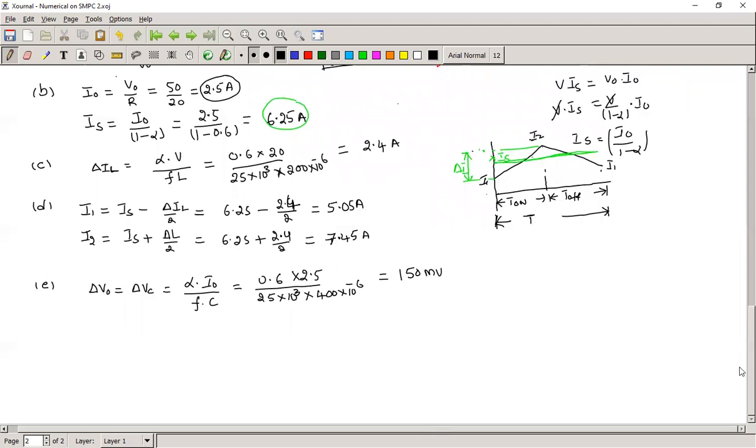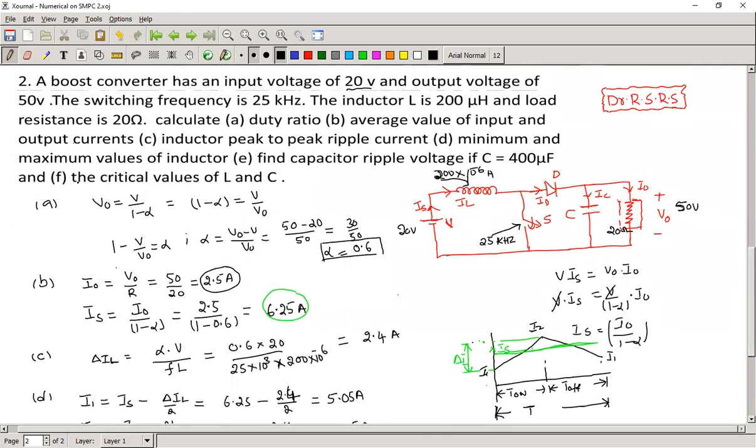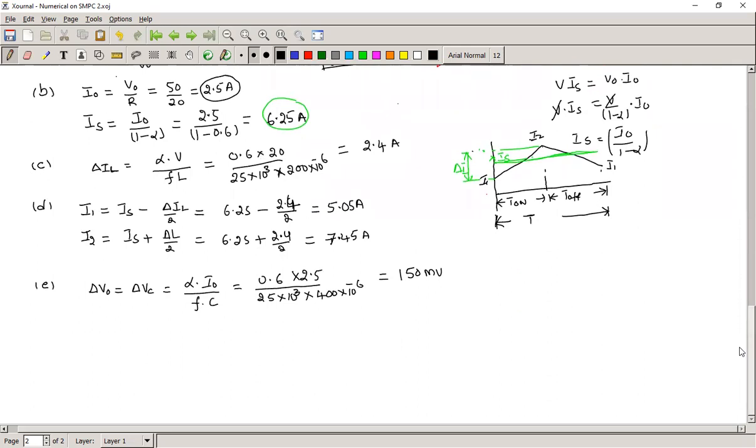Next, the fifth one is the F bit, the critical value of inductance and capacitance. In case of a boost converter, we already derived the critical values of inductance and capacitance. You take up those formulas. The critical value of inductance LC equals alpha into (1 minus alpha) whole square into R divided by 2F.